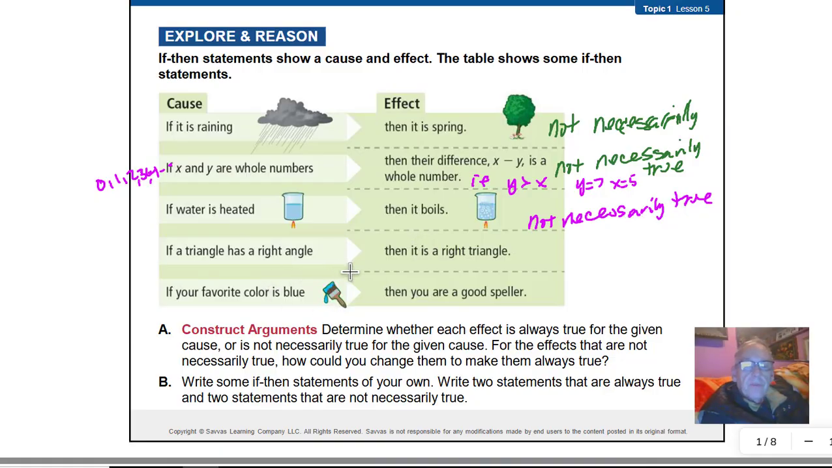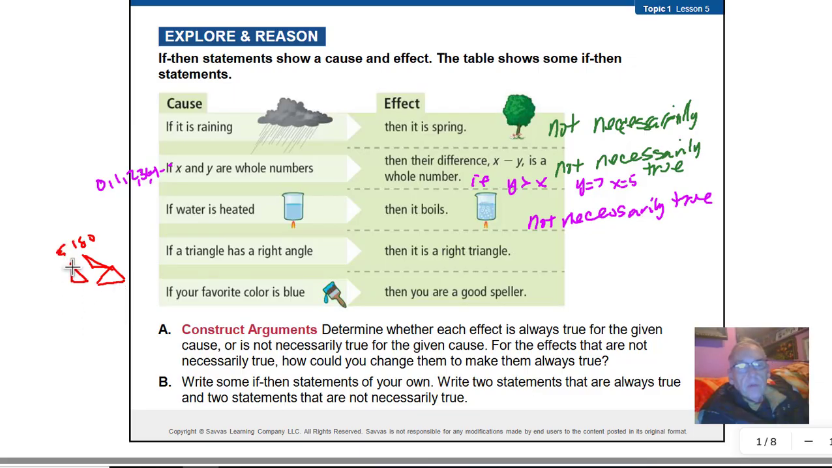The fourth one of these: if a triangle has a right angle, then it is a right triangle. There's like 3 kinds of triangles we can actually think of. We can think of a triangle that does have a right angle in it, a triangle that has all acute angles, and a triangle that has one obtuse angle, and then the other 2 angles are going to be acute. And in all these triangles, the angles have to add up to 180 degrees. So they all have to sum up to 180 degrees.